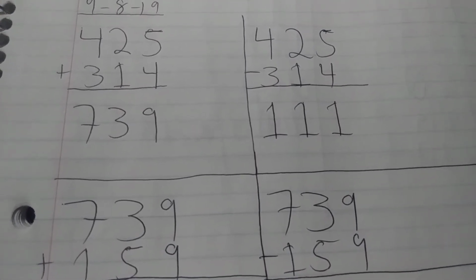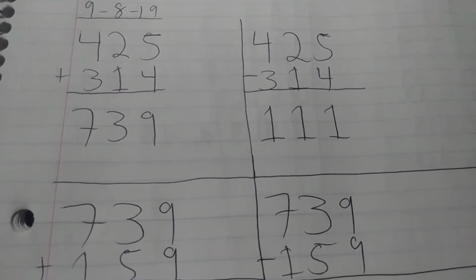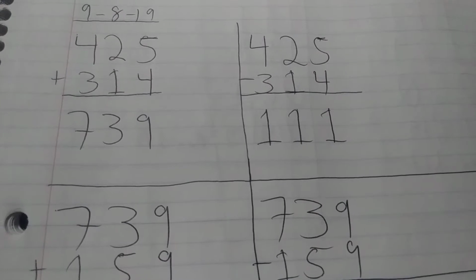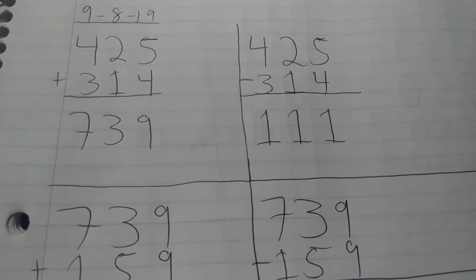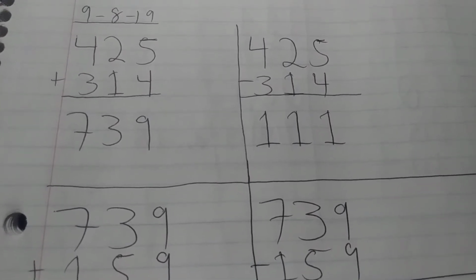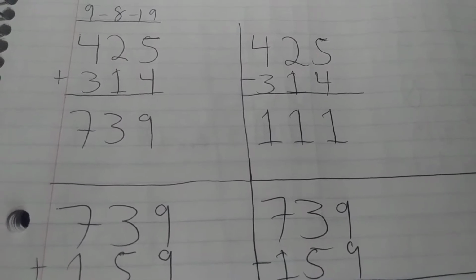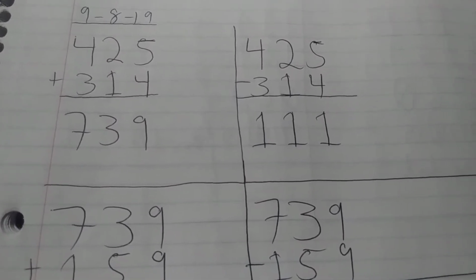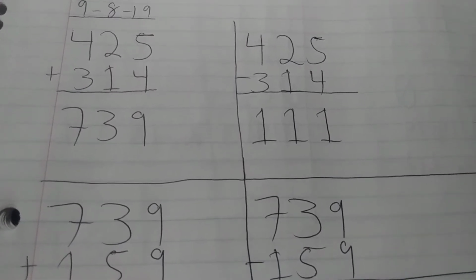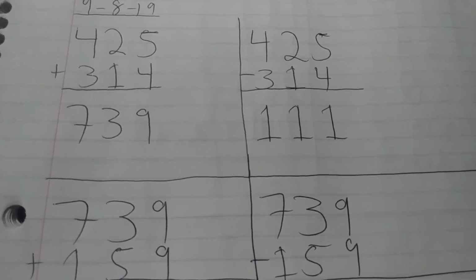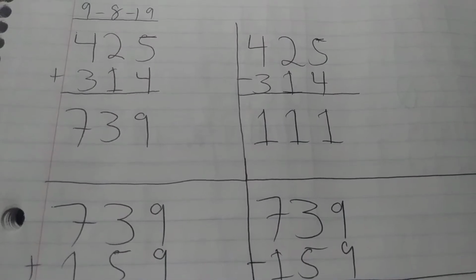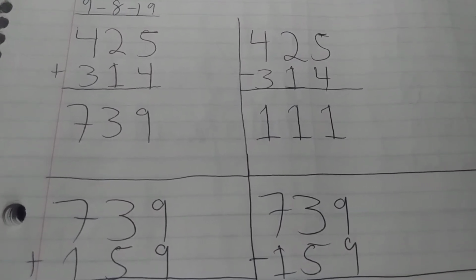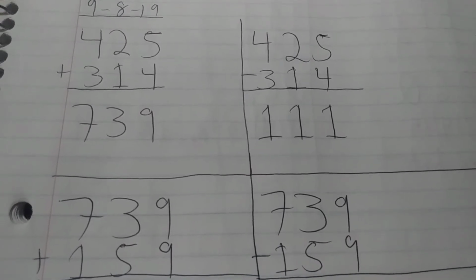4 plus 3 is 7. 2 plus 1 is 3. 5 plus 4 is 9. When you minus off 314, you have 4 minus 3, which is 1. 2 minus 1, which is 1, and then 5 minus 4, which is 1. So both 739 and 111 did not hit in the next 7 days.